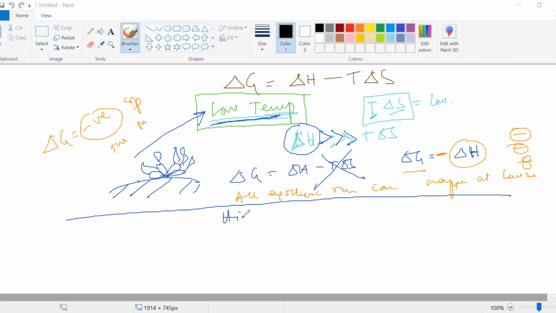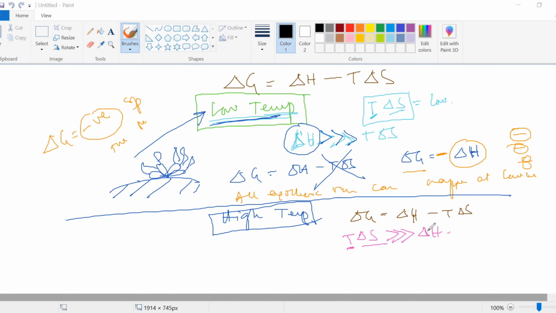If the temperature is high, delta G is equal to delta H minus T delta S. If the temperature is very high, you have to make an approximation. T is very high, and you're multiplying T with delta S, which will give a huge value. So T delta S will be far greater than delta H. Is it clear? Did you get this thing?